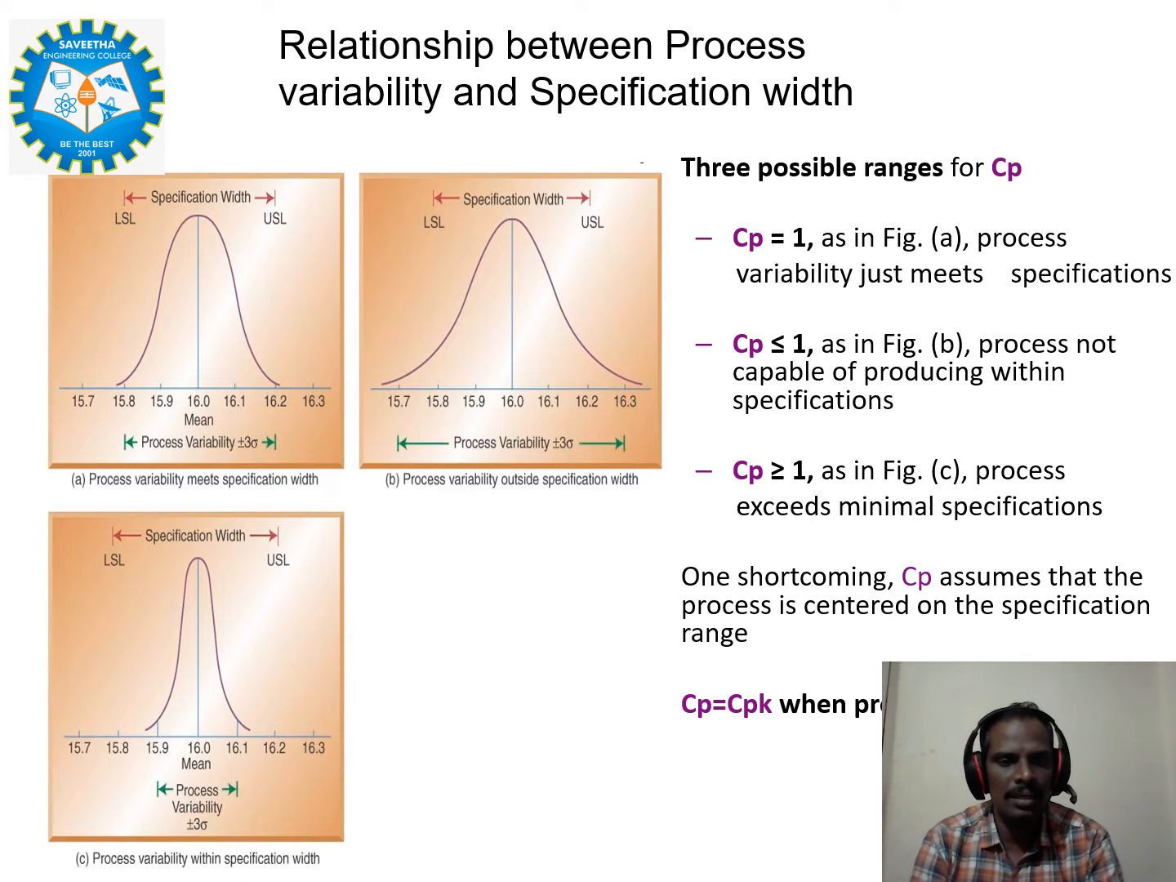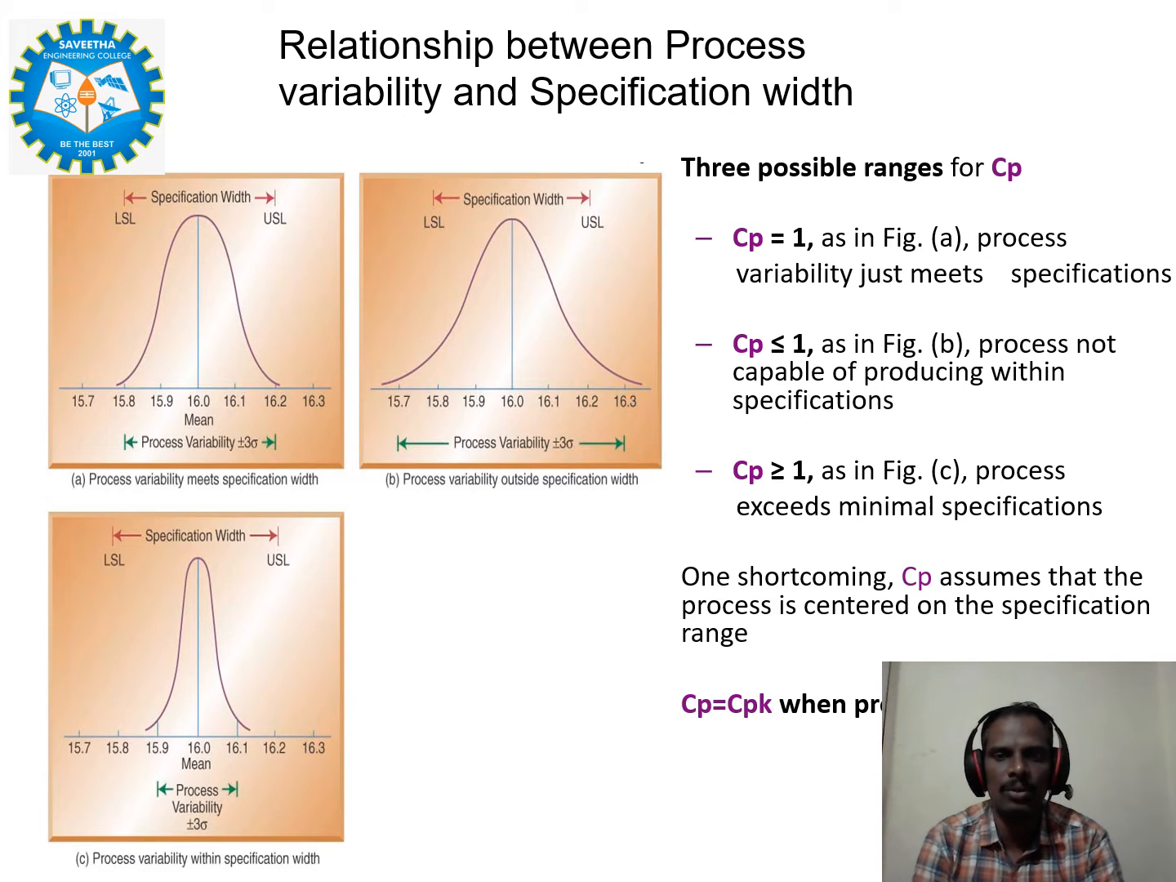Whereas graph C indicates the process variability within the specification limit, where the peak values start from the region of 15.9 and reach 16.1. Based on this graphical representation, the Cp values are derived as Cp equal to 1, Cp less than 1, or Cp greater than 1.